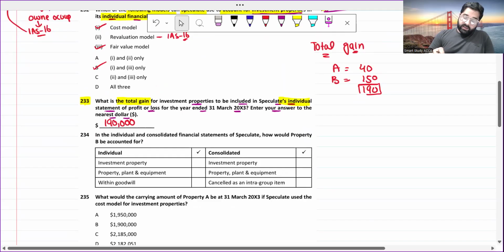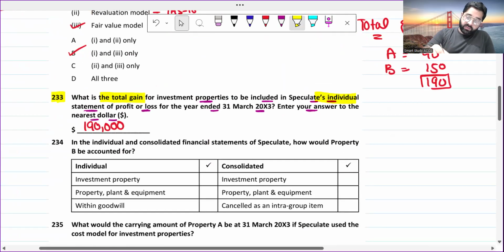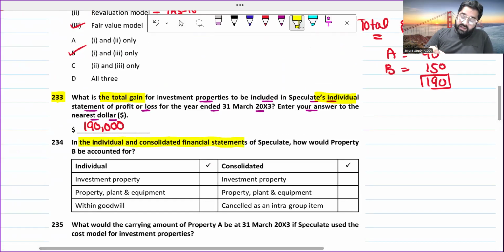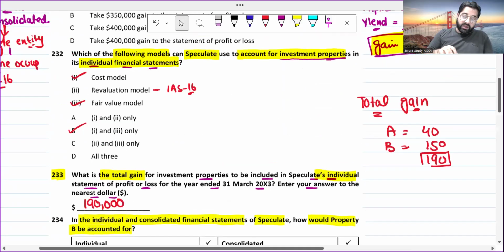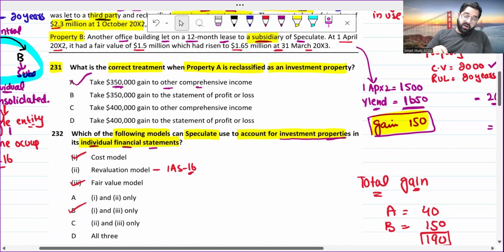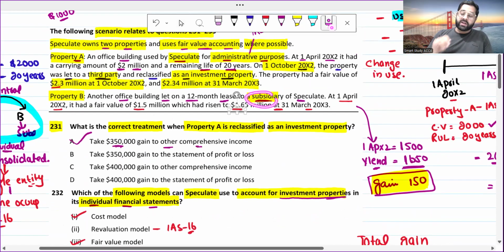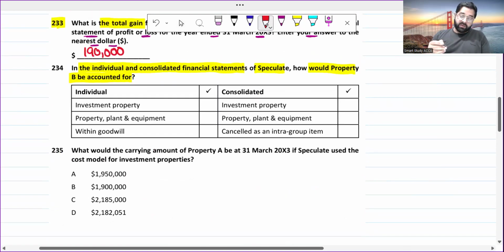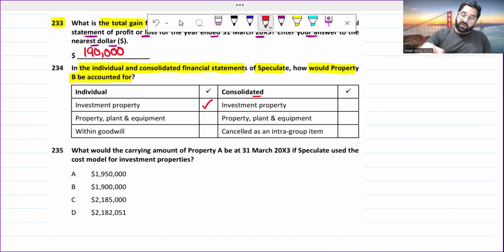Okay. The next question, question 234. In the individual and consolidated financial statements of Speculate, how would property B be accounted for? As I already explained, in the individual financial statement, it will be shown as an investment property, and in the consolidated, it will always be shown as an owner-occupied property under the heading of property, plant and equipment.